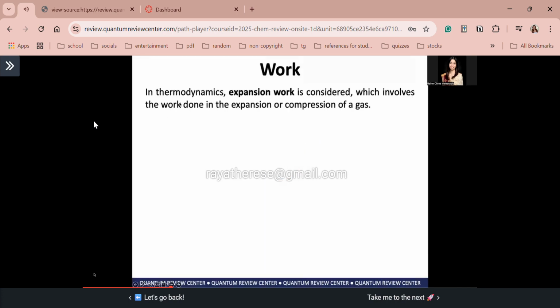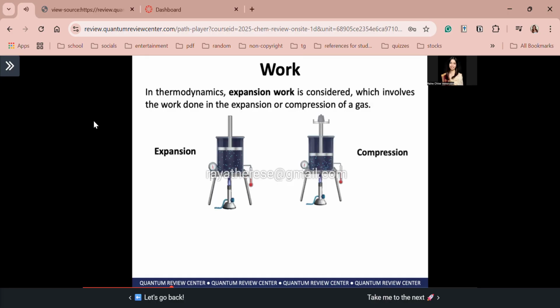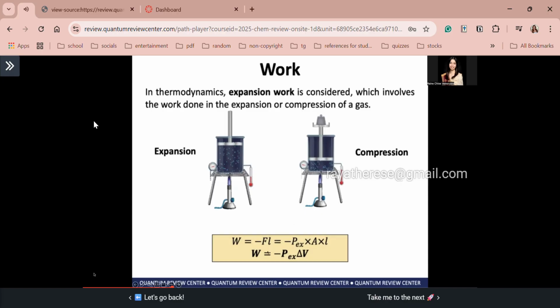Ayan. So in thermodynamics, guys, we consider expansion work, which involves the work done in the expansion or compression of a gas. So here on the left, we see the expansion of a gas. And here on the right, we see the compression of a gas. Okay? Ayan. So again, this is our equation for work. Work is equal to negative Px delta V, where Px is the external pressure being exerted on the piston.